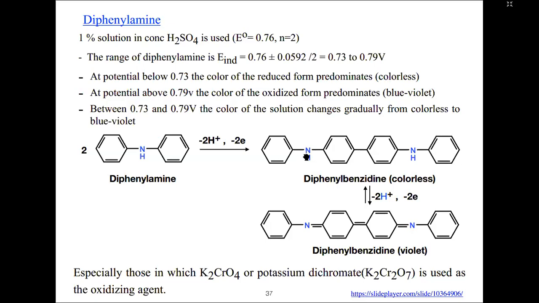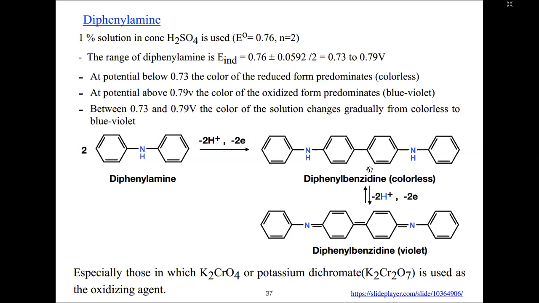Whenever this nitrogen loses one hydrogen, it moves that lone pair of electrons to form a double bond here. This double bond moves here, the other double bond moves here, this one moves here, and this nitrogen loses another hydrogen. That's how these two hydrogens are lost. And along with those two hydrogens, two electrons are also lost. That is why the compound started neutral and ends up neutral. This is the oxidized form, which is violet color, and this is the reduced form, which is colorless.